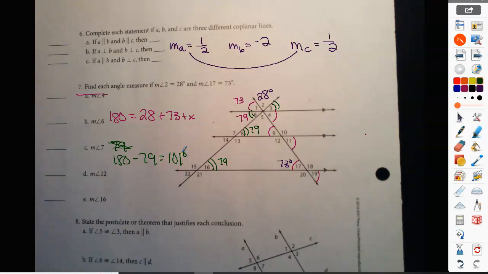Okay, and then how about angle 12? Angle 12 and angle 17 are supplementary, so you just have to do 180 minus 73. Angle 12 and angle 17 are supplementary. They're consecutive interior angles, and they would equal 180 when you add them. So you can find angle 12.